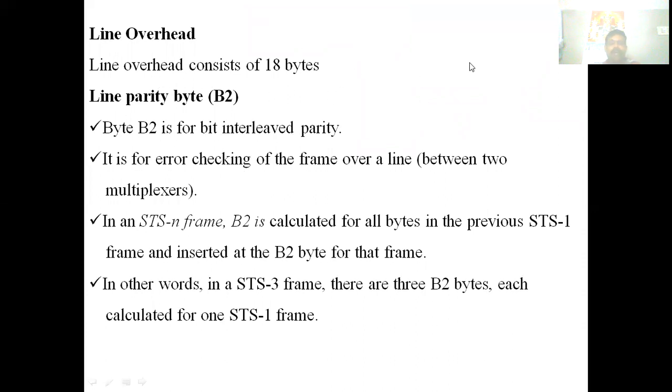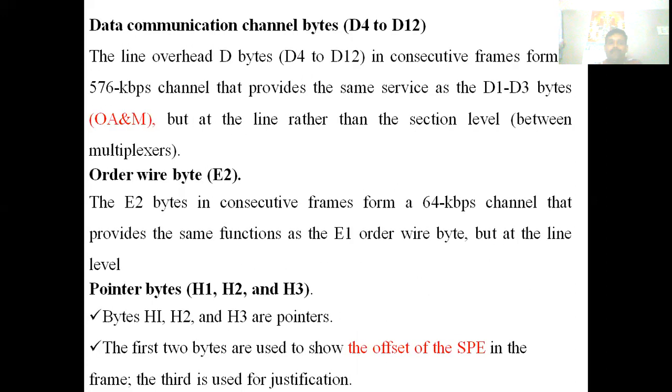The line parity byte is used for error control, and here also it is calculated for the previous frame, and it is used for bit interleaved parity. Here all the frames will be having the same value. So in the case of section parity byte, we are having the value only for the first one, and all the consecutive ones are not having any value.